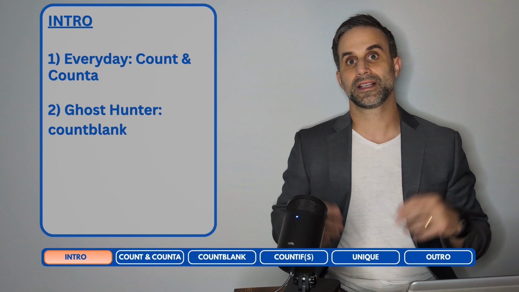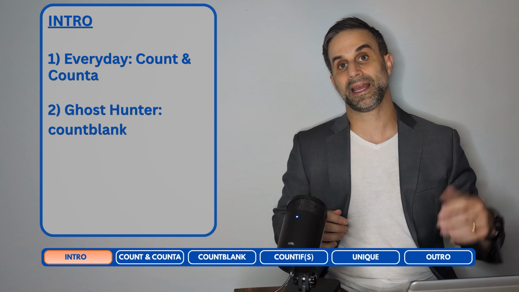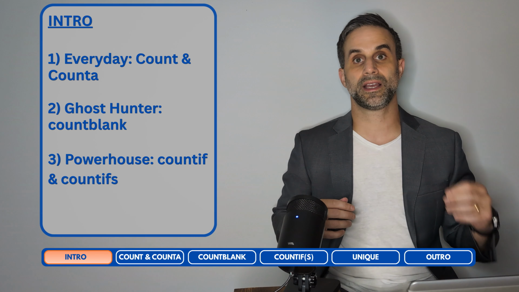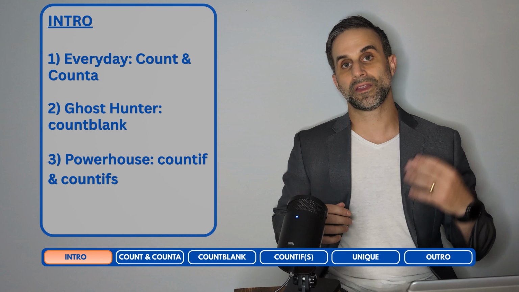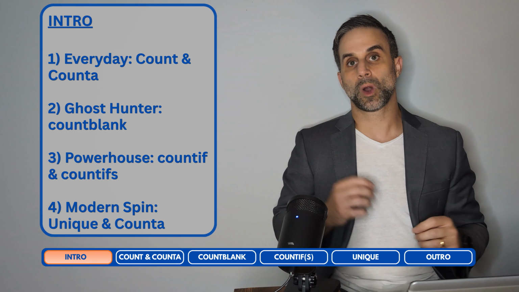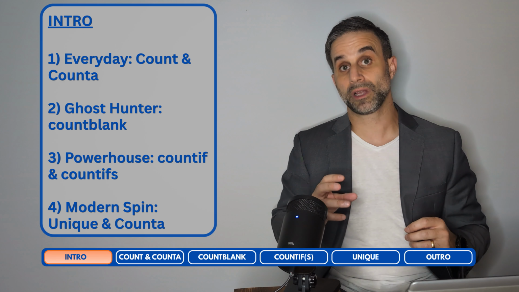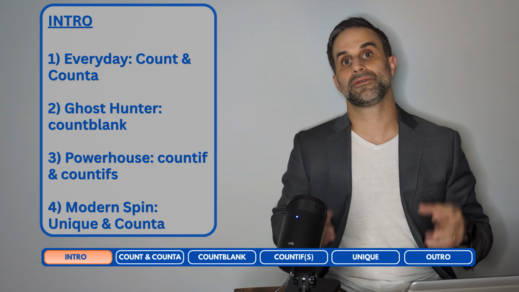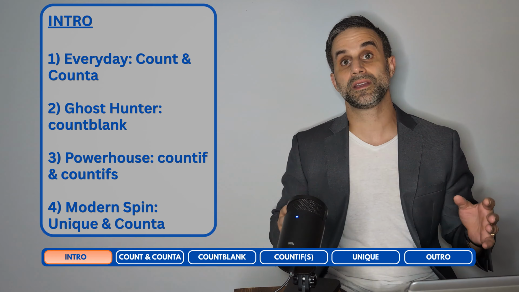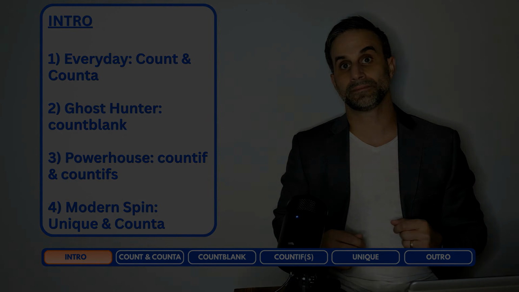The second grouping is the ghost hunter. So this is COUNTBLANK. The third, this is the powerhouse. So this includes COUNTIF as well as COUNTIFS. And then the fourth and final, we're going to do a modern spin on it where we're going to put the UNIQUE formula embedded within a COUNTA formula. And I'll show you how to do that a little bit later on in the video. So with that being said, let's get into today's lesson.